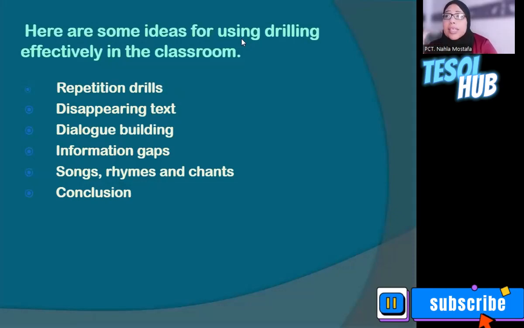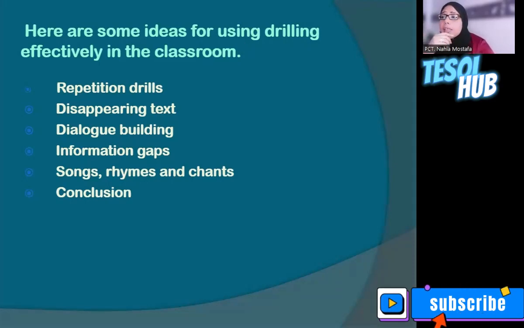Let's think about some techniques or ideas, or some drills that you can use in the class. We have repetition drills, as we said, and all the types of drills that we talked about, but you can also use drills for dialogue building. So you can ask a question and they will answer, then ask another question and they will answer. So now they are building a dialogue. And also for information gaps. So you give them a sentence, and they need to fill the gaps. This is a type of drilling. And you can also use drills with songs or rhymes or chants.